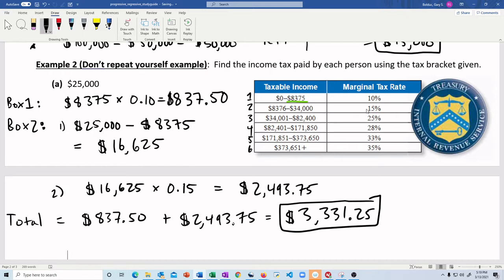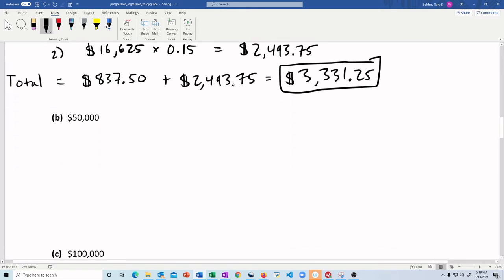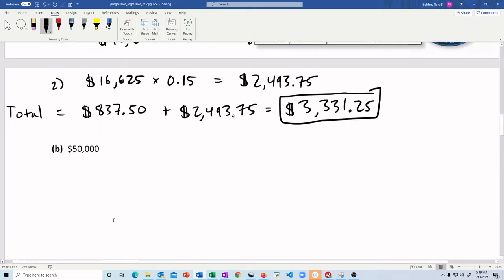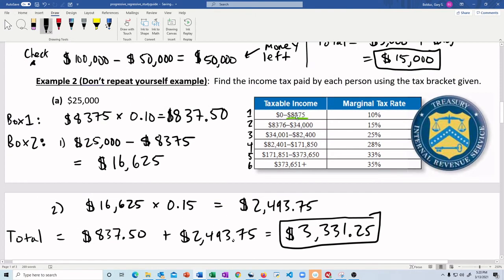Okay, so person A's done. Let's go to person B. Person B makes $50,000. So the process is very similar. We go here and we go to box 1. And so we say, okay, I made $50,000. Do I fill up this box? Yes. So take how much is in this box, multiply by 10%.